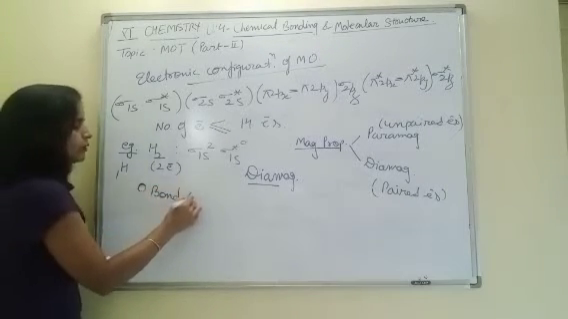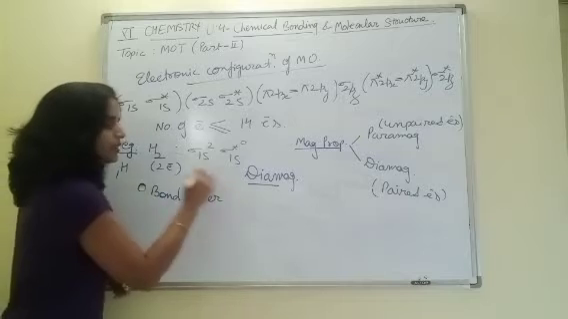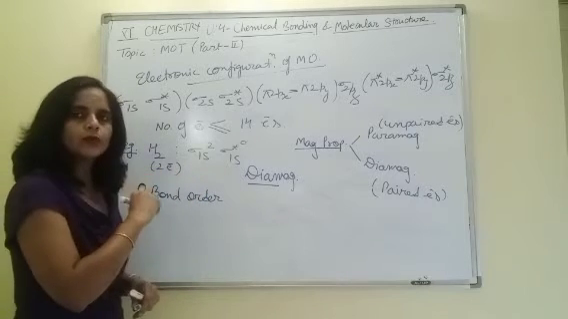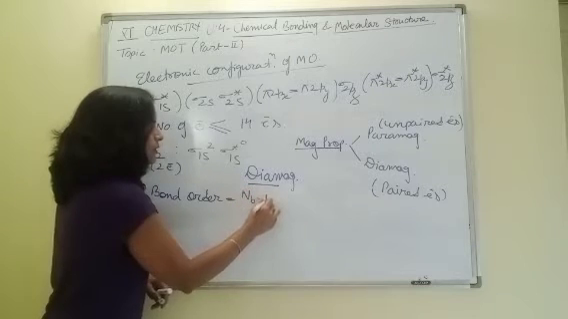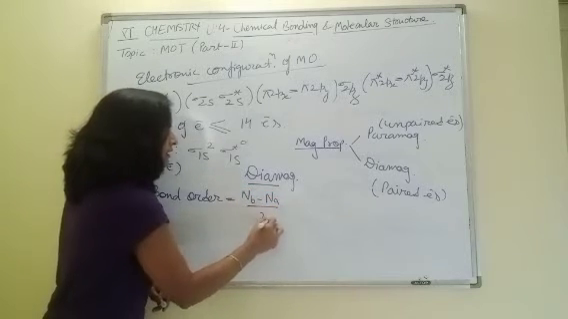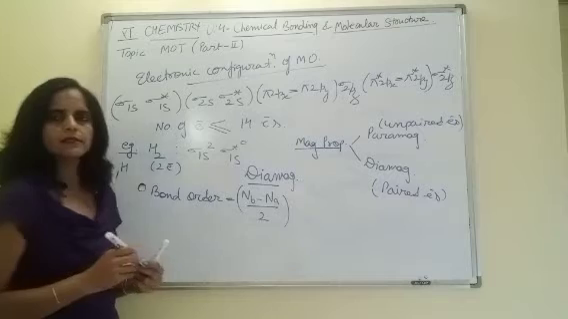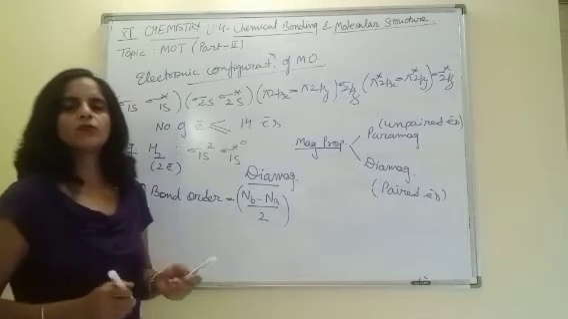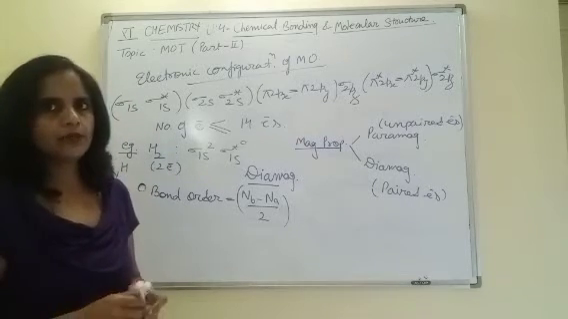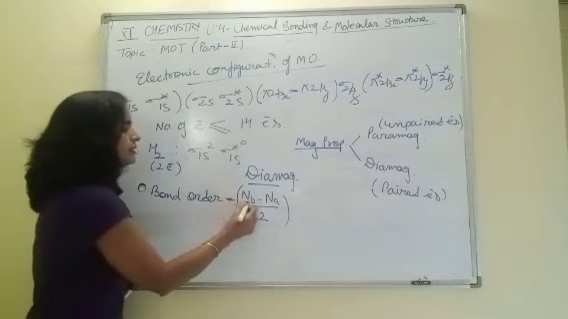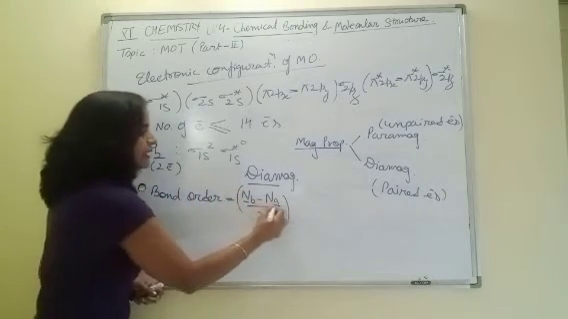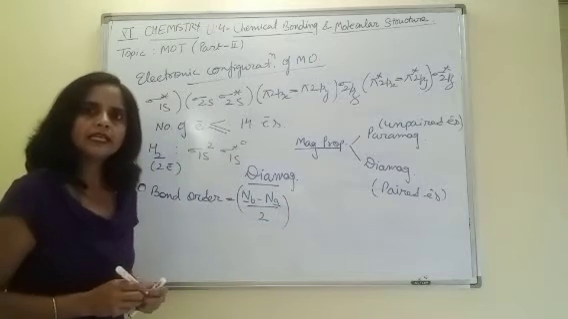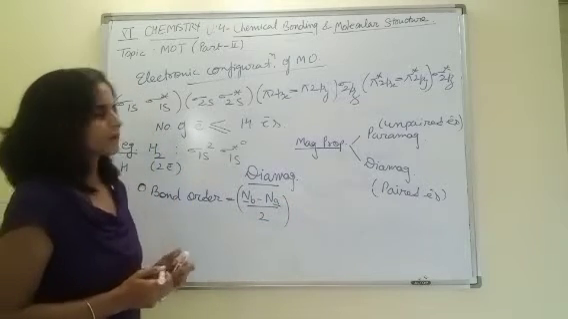For this, we need to calculate bond order. The formula to calculate bond order is half of the difference of bonding and anti-bonding electrons. Nb is the number of bonding electrons, and Na is the number of anti-bonding electrons.